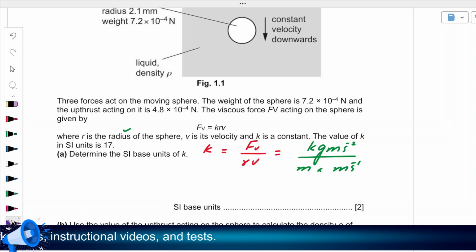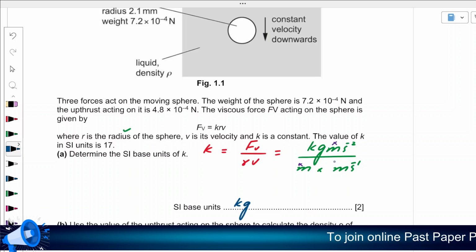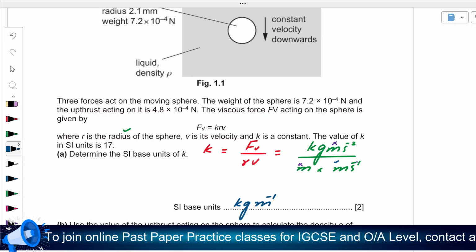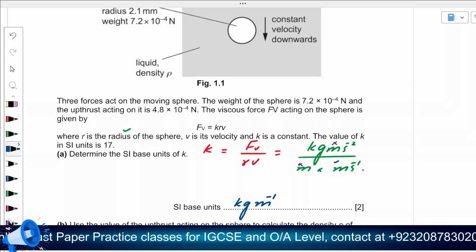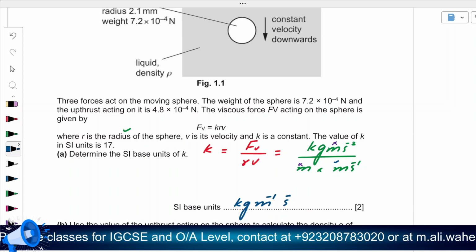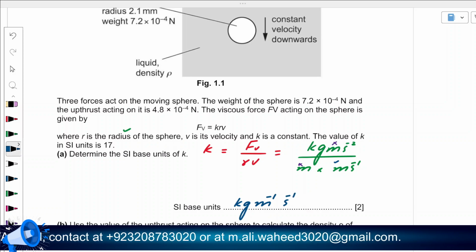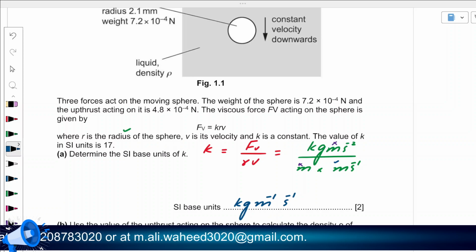Now you can clearly see meters cancelled out by one of the meters. So what are you left with? kg. One meter from downstairs would be m^-1. Then s^-2 plus 1, because minus 1 from downstairs would be plus 1. So you'll be left with this. Let's move on to the next part.